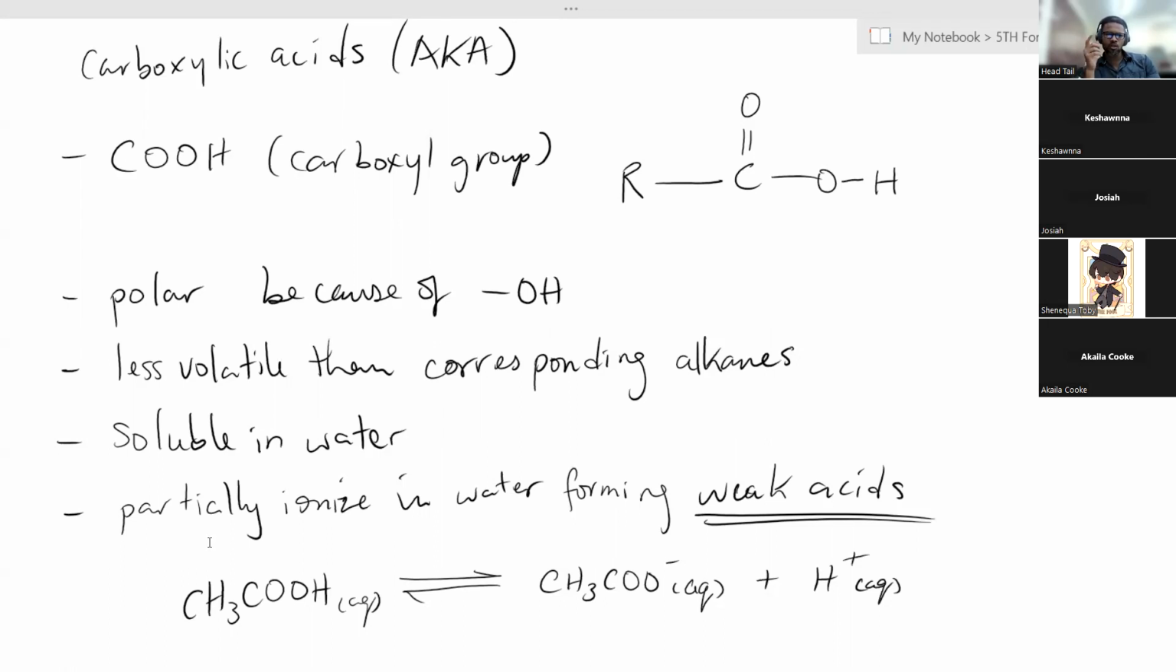So very good. So far we have them reacting with alcohols. They react with reactive metals. They react with metal oxides, and they react with metal hydroxides. And what else do they react with?